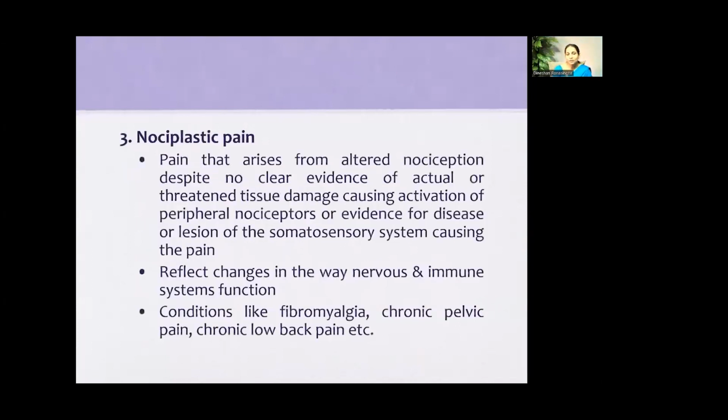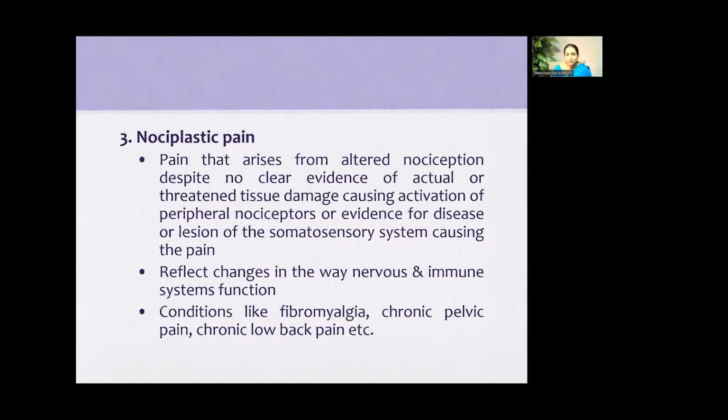Thirdly, we come across nociplastic pain, which is pain that arises from altered nociception despite no clear evidence of actual or threatened tissue damage causing activation of peripheral nociceptors, or evidence for disease or lesion of the somatosensory system causing the pain. They reflect changes in the way nervous and immune systems function, and conditions like fibromyalgia, chronic pelvic pain, and chronic low back pain are examples of this type of pain.